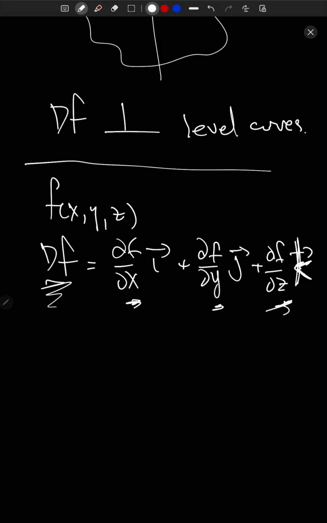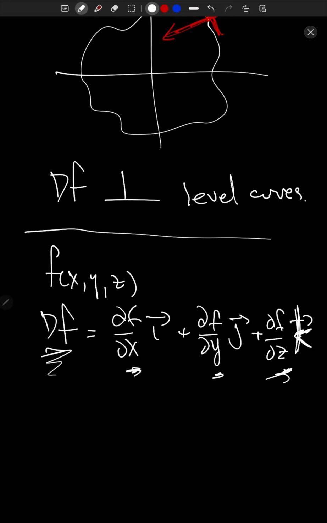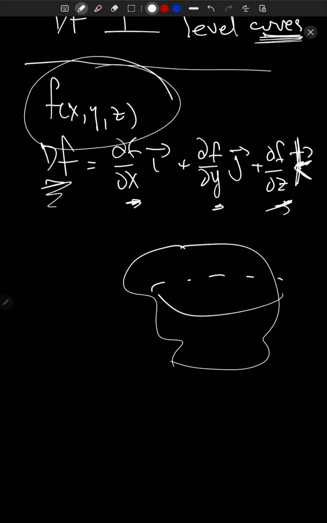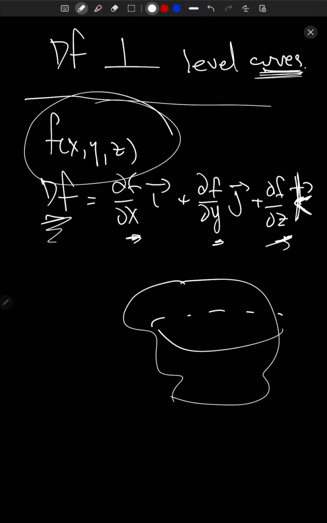Okay. Now, when we talk about directions of 0 change, that's going to be a little different because, as we know, for 3-variable functions, we're not talking about level curves anymore. We're talking about level surfaces, right? And so our level surface would look something like a surface, okay? Okay, and in that case, what's the relationship of gradient f with the level surface? It's going to be perpendicular to it.